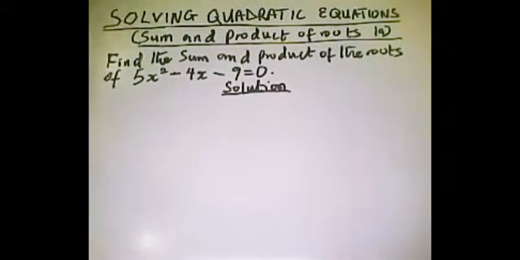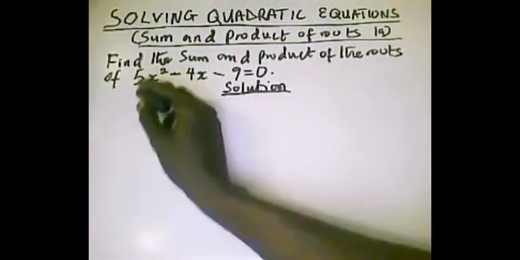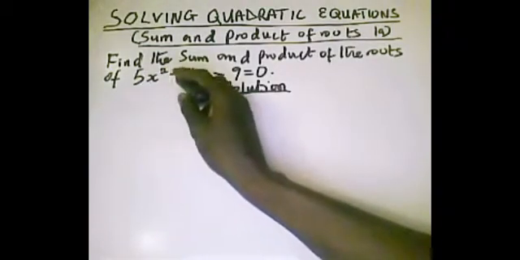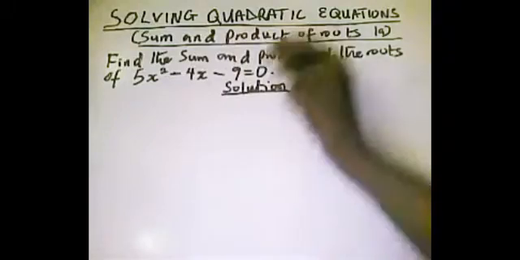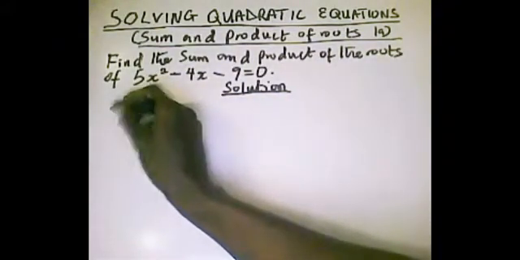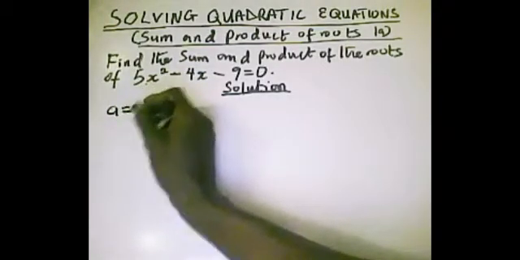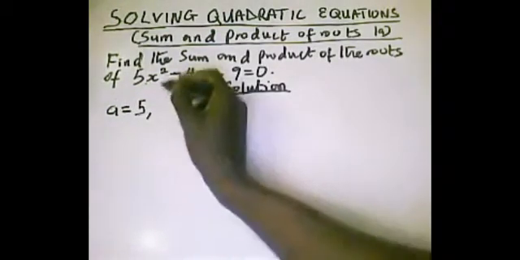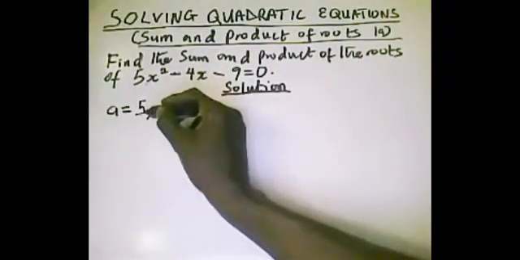Now, just how do we solve this problem? If you take a look at this question, you will see that we have 5x squared minus 4x minus 9 equals 0, and we are looking for the sum and product of the roots. So the first thing we are going to do here is to write out the coefficient of x squared, which is a, and that is 5. So the coefficient of x squared is a, which is 5 that you are seeing here.